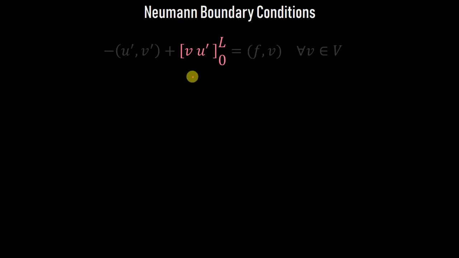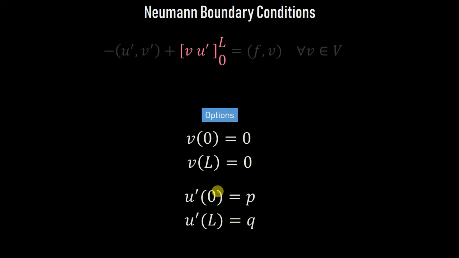now let us discuss this term. What options do we have? Once we have the weak form, suppose we have not specified any boundary condition at this point, so what option do we have? Either v at 0 could be 0, v at L could be 0, u dash at 0 could be p, u dash at L could be q. Okay, what do these things mean? Note that v is nothing but any vector in the vector space V in which you are searching for a solution or the part of the solution.